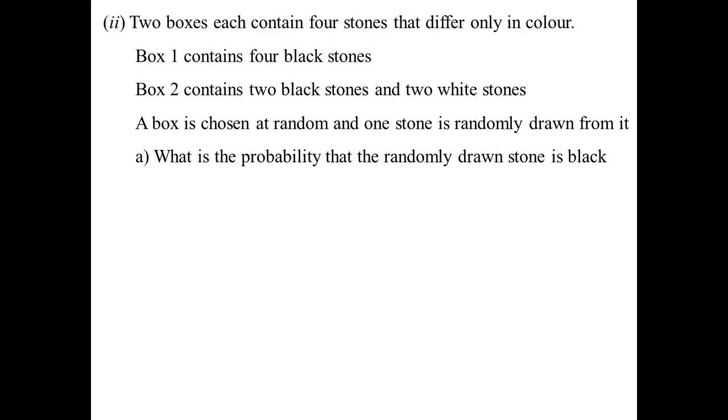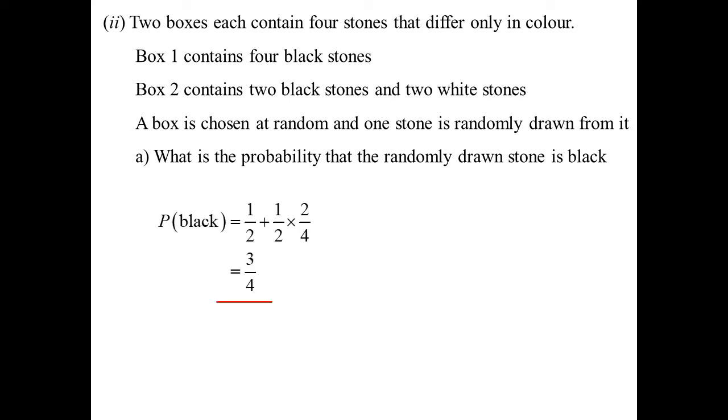2 boxes each contain 4 stones. The only thing that differs is the colour of the stone. So box 1's got 4 black stones. Box 2, 2 black stones, 2 white stones. We're going to first of all choose a box at random and then draw 1 stone from that box. So the first question here is the probability that I pull out a black stone. First we've got to pick a box.